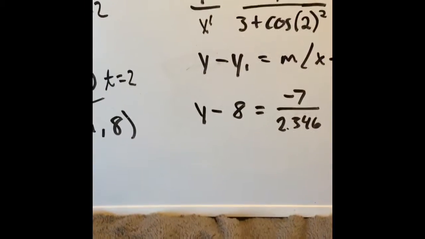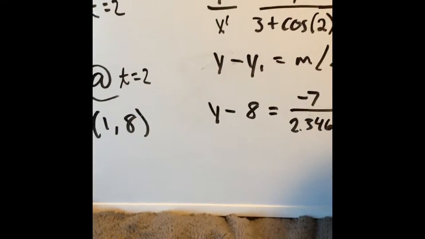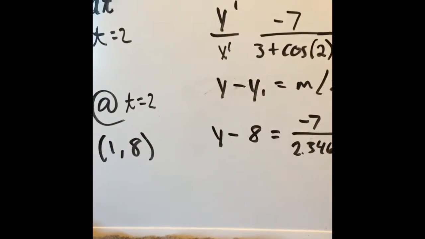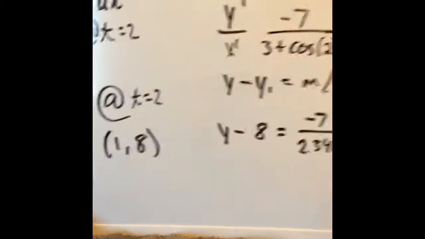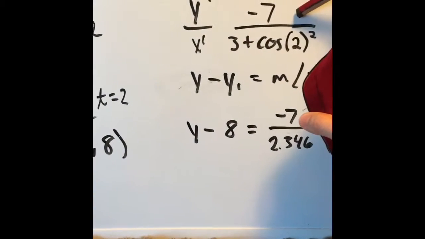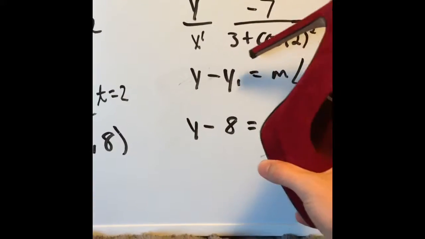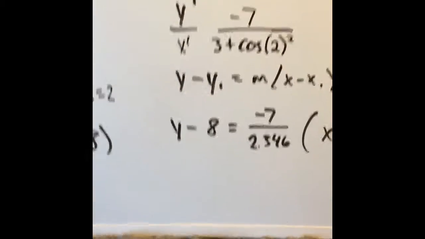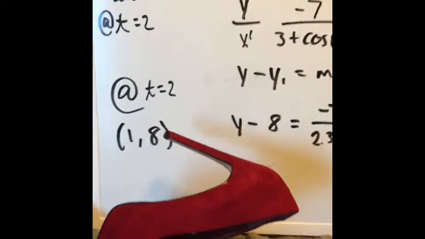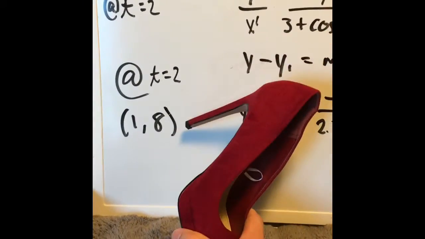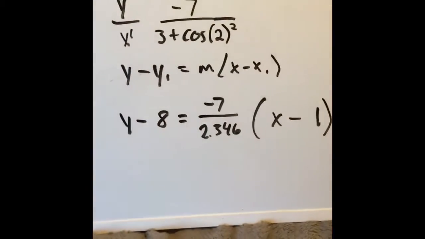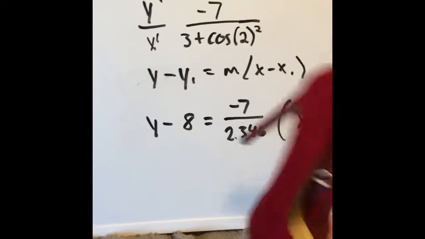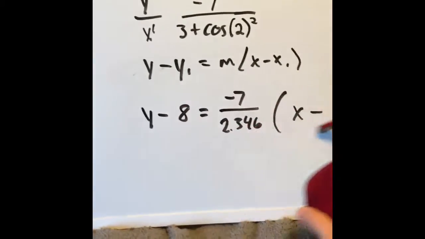So, as we know, the derivative is the slope of the tangent. We can find this derivative in parametric, y prime over x prime, and that comes out to be negative 7, which is given, over the derivative of x at 2, and that is the slope of the tangent. It's also given that at time t equals 2 the point is (1, 8). So, point-slope form, we put those in, and you get that.